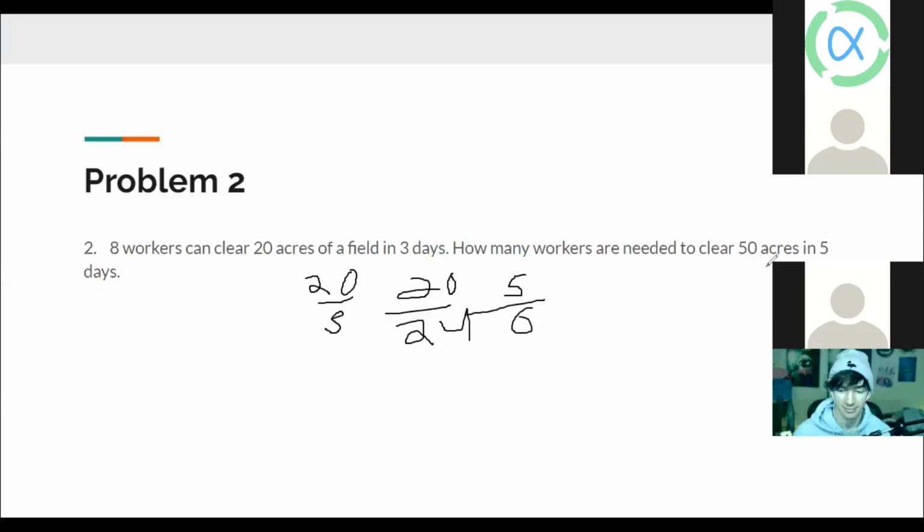Okay, so then it says how many workers are needed to clear 50 acres in 5 days. That means each day 10 acres need to be cleared. And since each worker finishes 5/6 of an acre each day, the number of workers needed will be 10 over 5 over 6. That's just going to be 60 over 5, and that's just 12. So you need 12 workers.